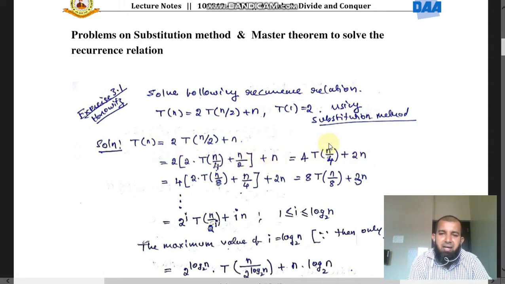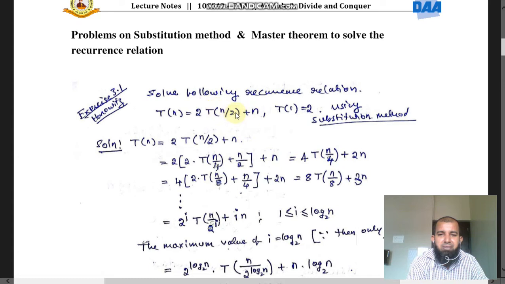Again now, there is a T of n by 4. Again you put it recursively. So apply T of n by 4 in this relation. What is n by 4? In place of n, wherever n comes, write n by 4. So 4 as it is, then T of n by 4, write this relation, 2T n by 4, in place of n by 4.